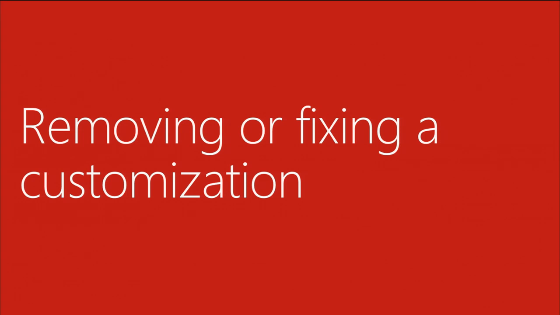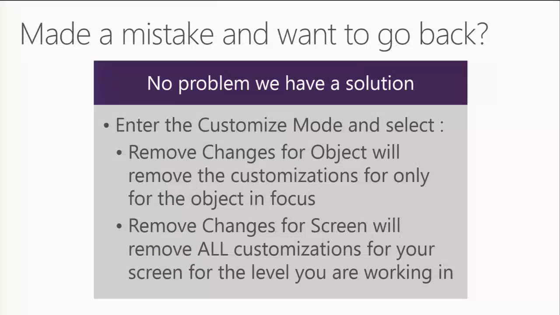So, removing or fixing a customization. I don't know about you, but in playing with Customization Manager, I've found a lot of situations where I've put the field in the wrong spot and saved it, or I've broken my screen. It's a learning experience, but it's fun all the same. So if you make a mistake and you want to go back, it's no problem. You can enter into customization mode, and you can choose the option to remove changes for a particular object or from the screen. So if you put a field there that you don't want, you can remove the field. If you want to just start with a clean slate, you can start with a clean slate.